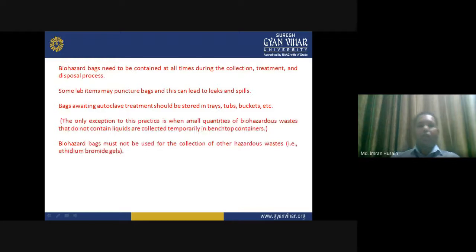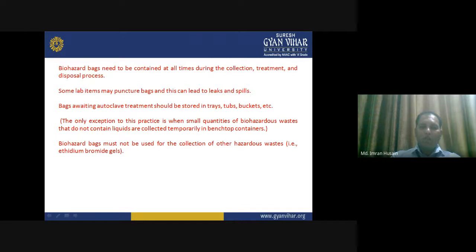Biohazard bags need to be contained at all times during the collection, treatment, and disposal process. Some lab items may puncture bags, and this can lead to leaks and spills. Bags awaiting autoclave treatment should be stored in trays, tubs, and buckets. The only exception to this practice is when small quantities of biohazardous waste that do not contain liquids are collected temporarily in benchtop containers.